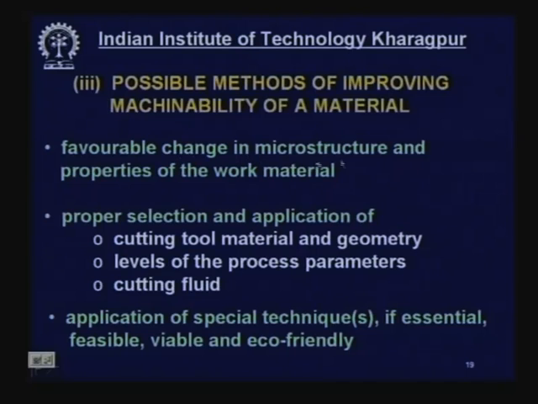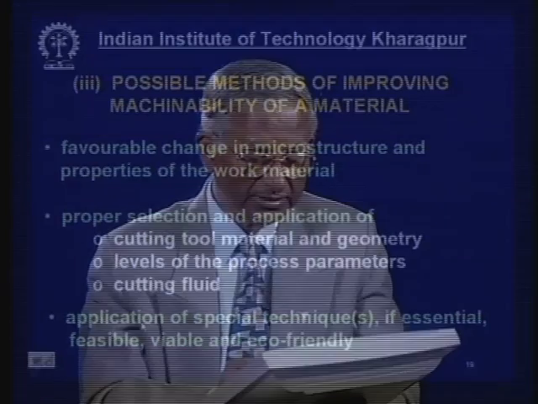How can this be achieved? This figure shows favorable change in microstructure and properties of the work material by proper heat treatment, by proper additives, inclusions and other treatments. Then proper selection and application of the cutting tool material and geometry, and levels of the process parameters. It is better to select high speed at the cost of feed, but when we select velocity and feed, we should keep in mind that it should not be at the cost of productivity, that has to be maintained. Then cutting fluid, what type of cutting fluid, that is to be properly selected and applied.